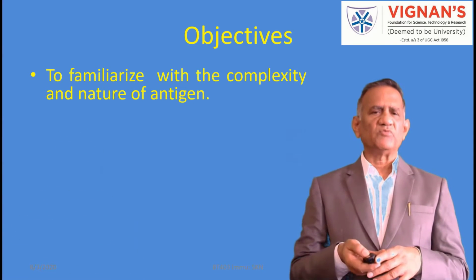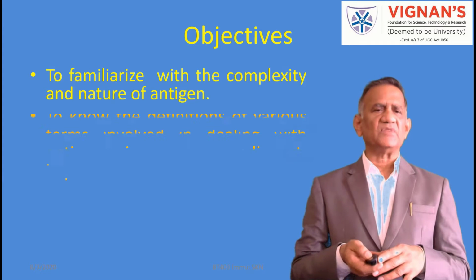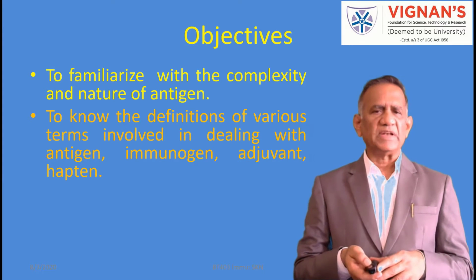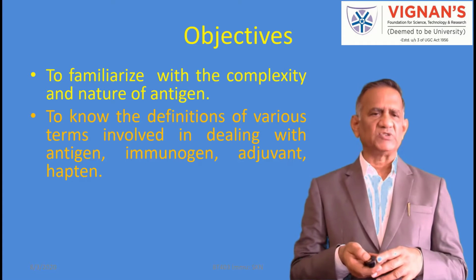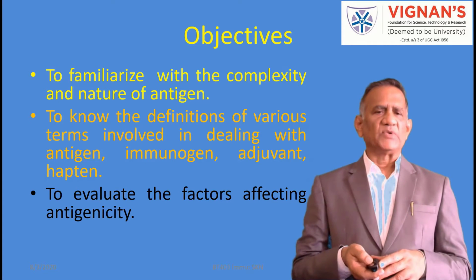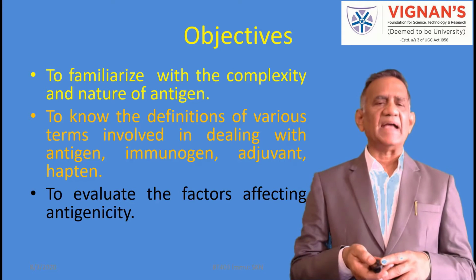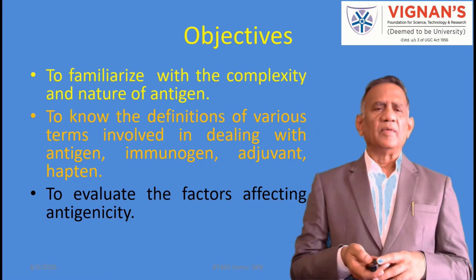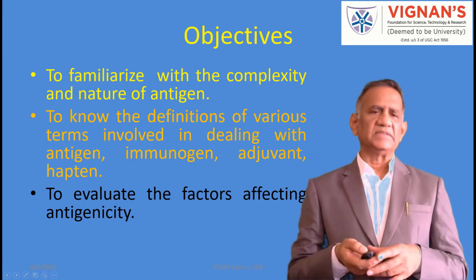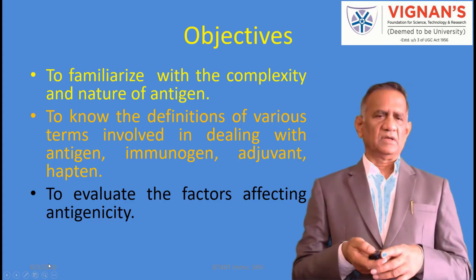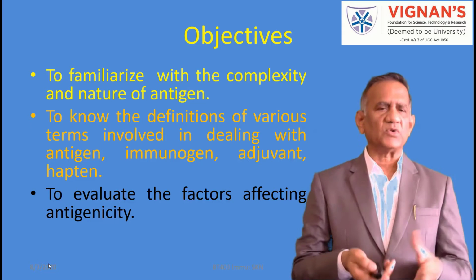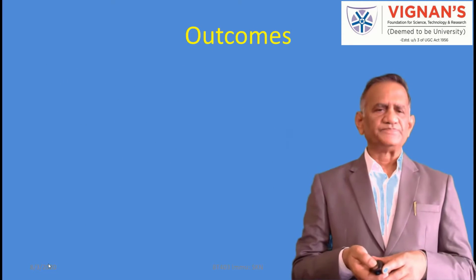So the objective is to familiarize with the complexity and nature of antigens, to know the definitions of various terms involved in dealing with antigen, immunogen, adjuvant, and haptens, and to evaluate the factors affecting antigenicity. All foreign materials are not antigens. We will see now whether something has the attribute of an antigen, an immunogen, or a tolerogen.